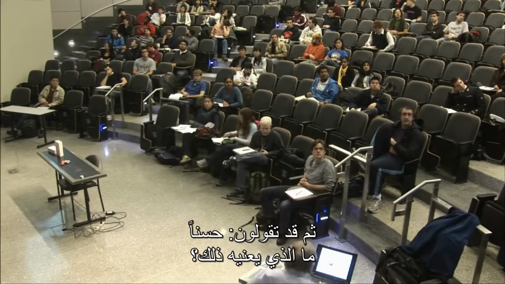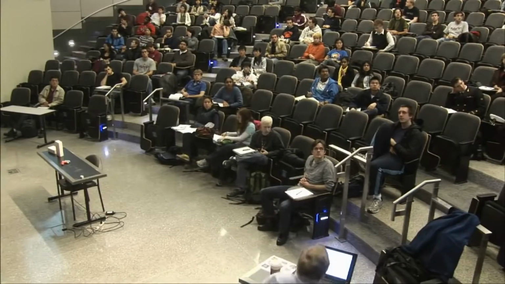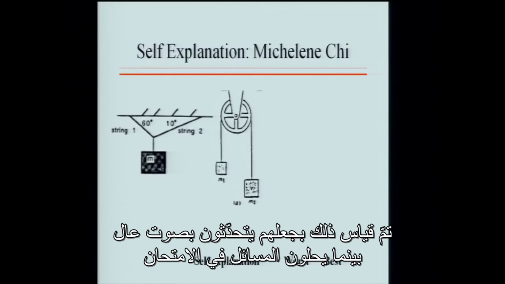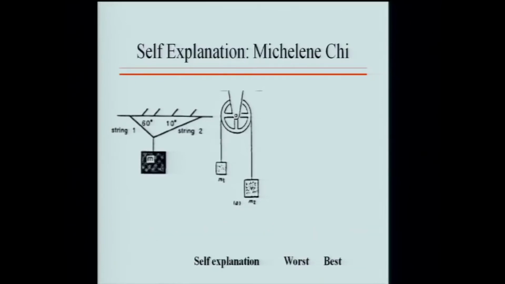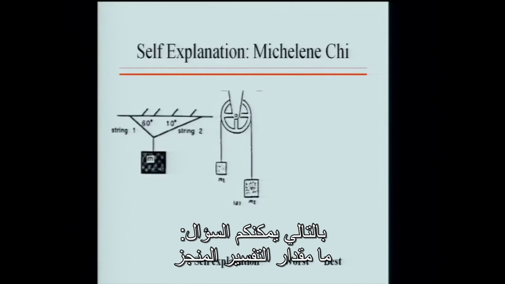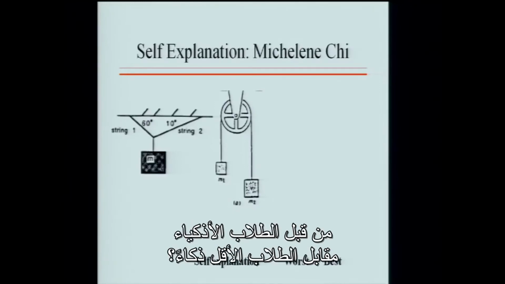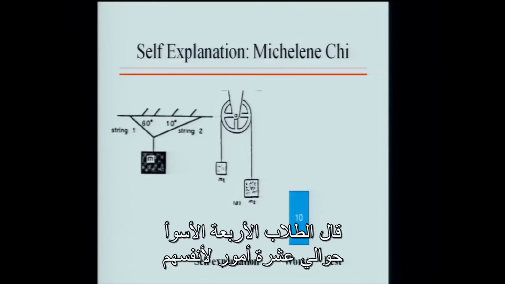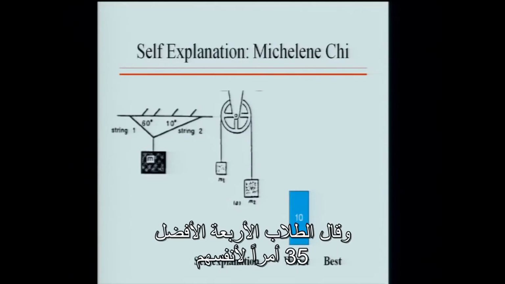So then you can say, well, okay, what did that mean? You can say, how much did they talk to themselves? Well, that was measured by having them talk out loud as they solved the problems on an examination. So we can ask how much self-explanation was done by the smart ones versus the less smart ones. And here are the results. The worst ones, the worst 4, said about 10 things to themselves. The best 4 said 35 things to themselves.